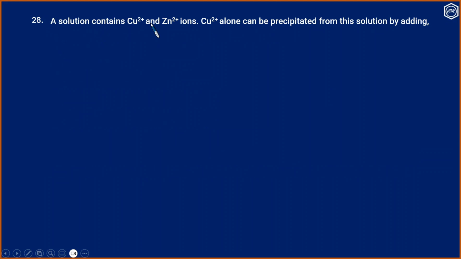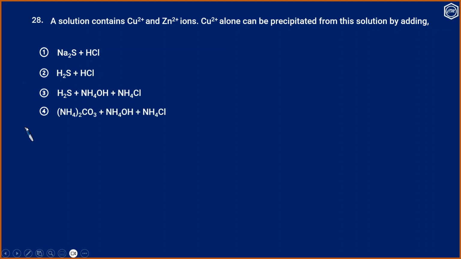Question 28. A solution contains copper 2 plus and zinc 2 plus ions. Copper 2 plus alone can be precipitated from this solution by adding: 1, sodium sulfide and HCl; 2, hydrogen sulfide and HCl; 3, hydrogen sulfide, ammonium hydroxide and NH4Cl; 4, ammonium carbonate, ammonium hydroxide and NH4Cl.